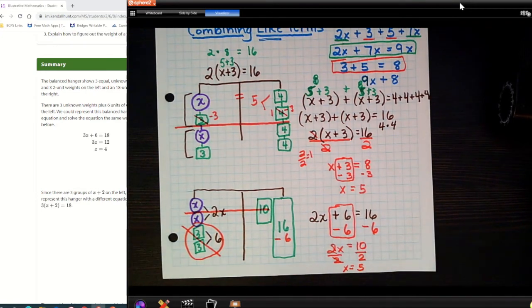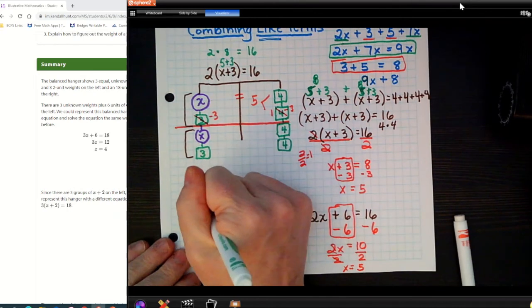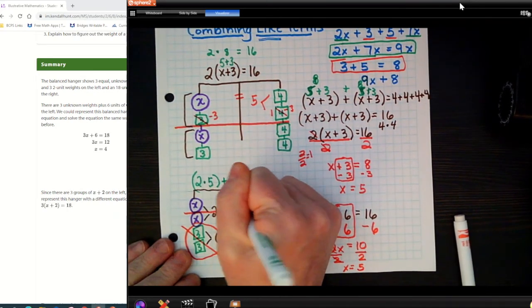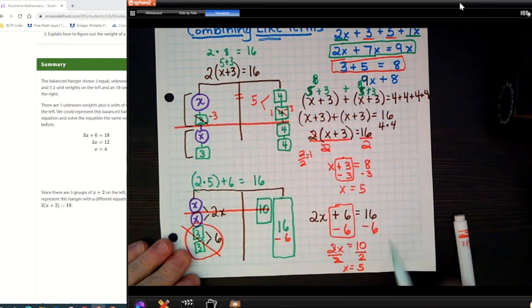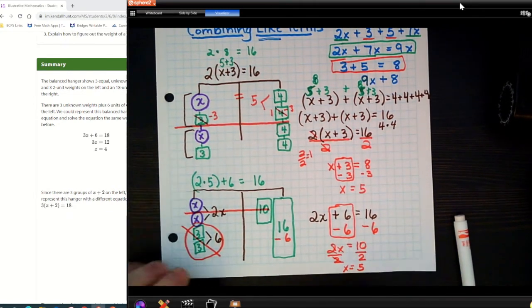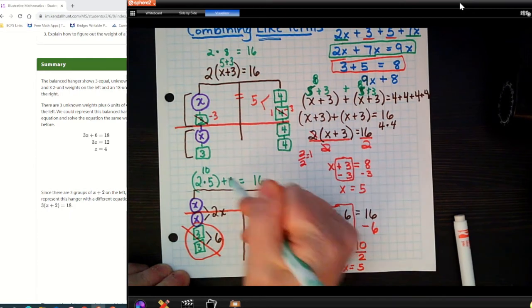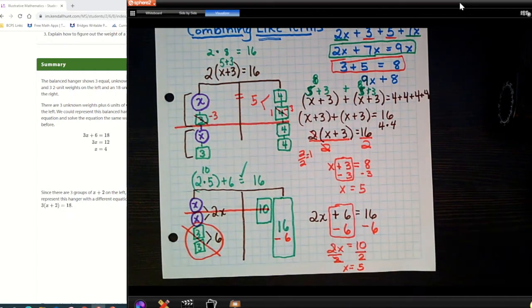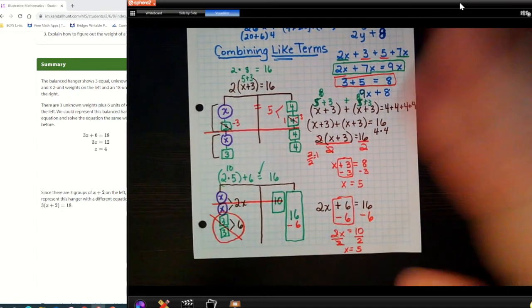All right, let's test it out. Okay, let's use our original equation. 2 times 5 plus 6. Does that equal 16? 2 times 5 is 10. 10 plus 6 is 16. Check. It worked. So, the beauty of these, and I'm going to kind of zoom out a little so you can see the whole thing.